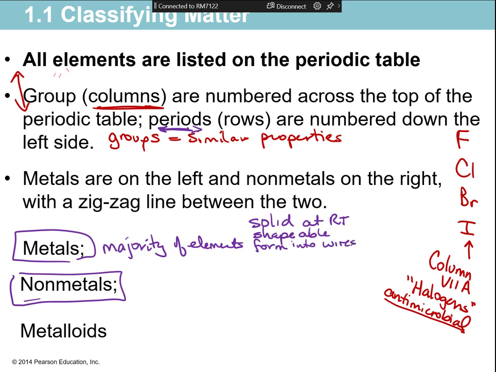And one characteristic they found is that metals will conduct electricity. So they can carry an electric current along their wires. So they're called conductors. So they will conduct electricity.